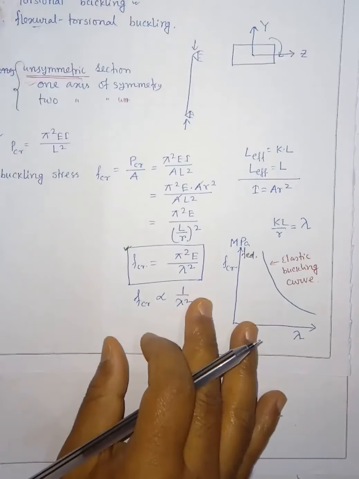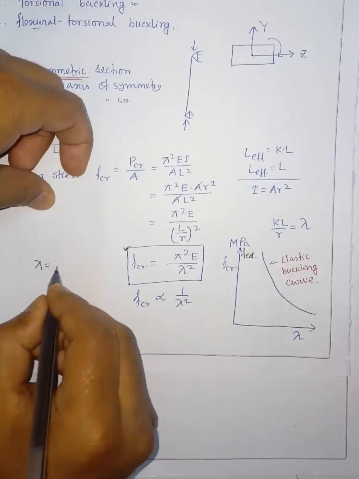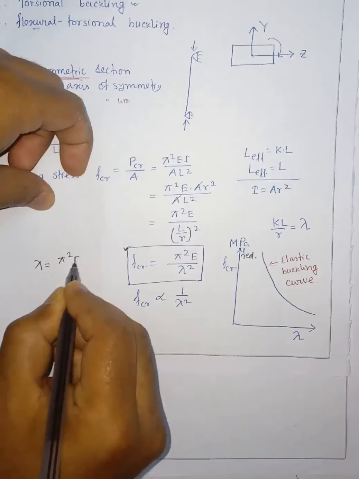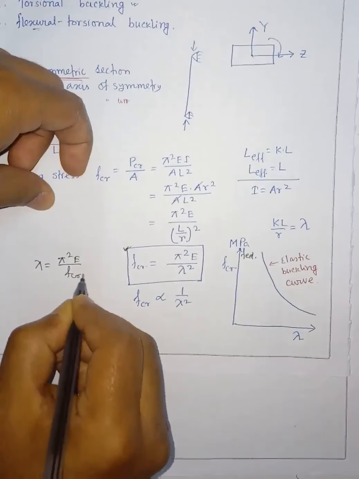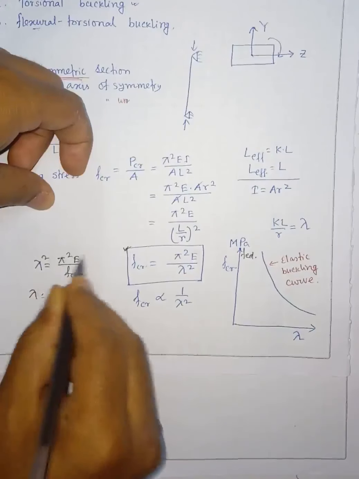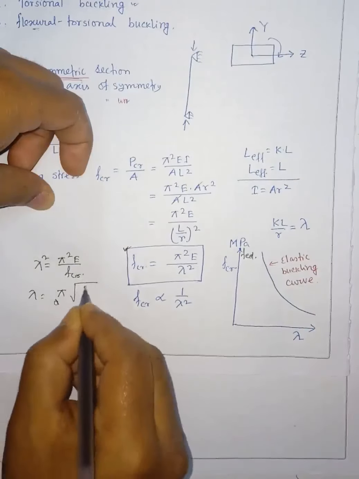Now we can get the value of lambda from this equation, that is pi square E by FCR. So lambda is equal to root under this, that is pi root under E by FCR.